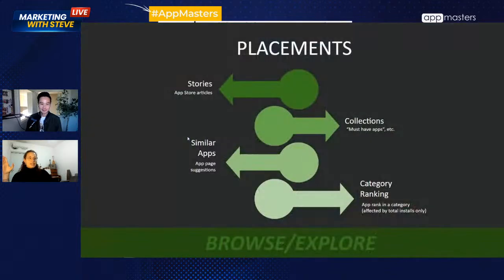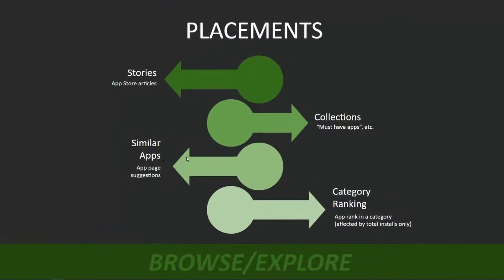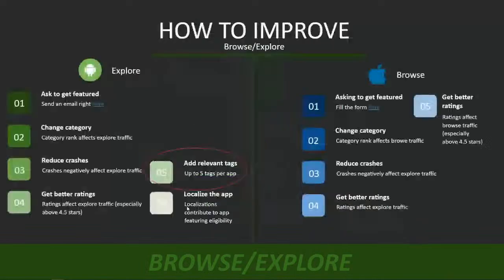So let's see what's going on here. Featuring is where we can appear in stories, in collections, in similar apps. In category ranking, this is not featuring, but the higher we get ranked, the more browse traffic or explore traffic we get, just because when people scroll through collections, they would find us. So this is where we get explore traffic from.